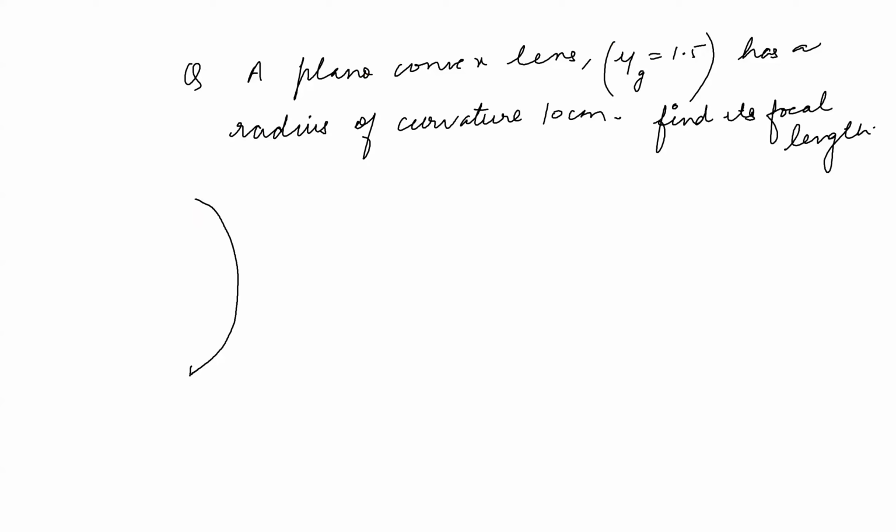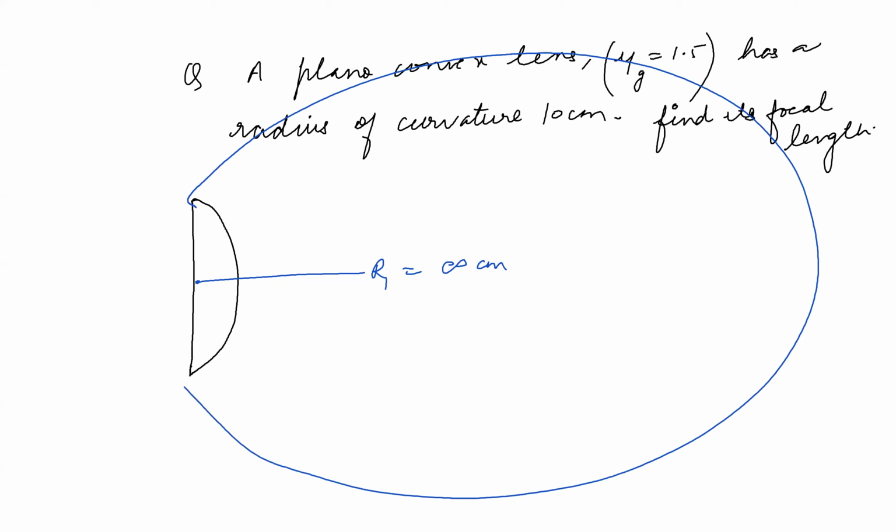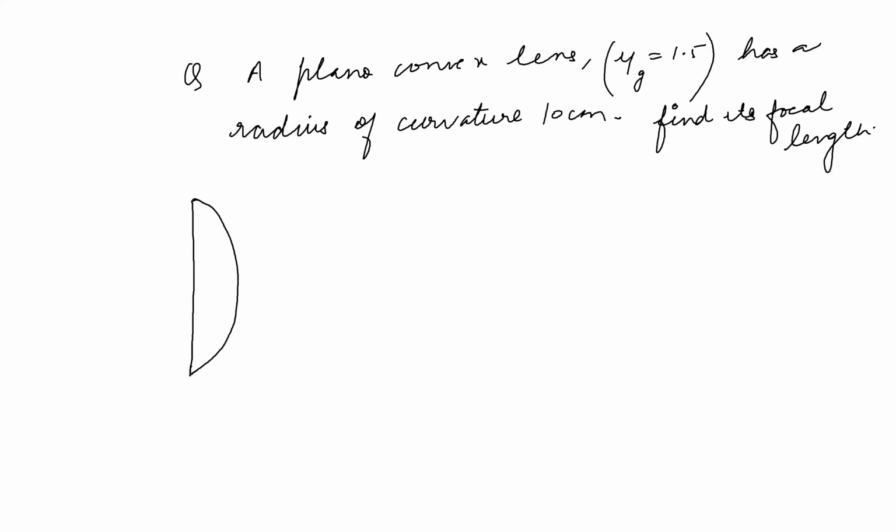Whenever there is an infinite circle, it basically means that for this surface the radius of curvature R1 is going to be infinity centimeters, because it's a huge circle. But for the other circle, the radius of curvature is 10 centimeters.